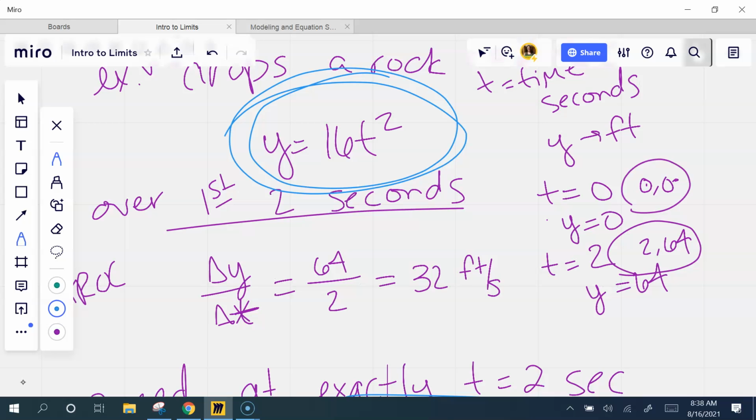You would put a 1 in for t. At 1 second, we're going back to this formula and saying that at 1 second, it has fallen 16 feet. That doesn't tell me the speed at 1 second. That tells me how far down it's gone in 1 second. Yes, that's what we're doing.